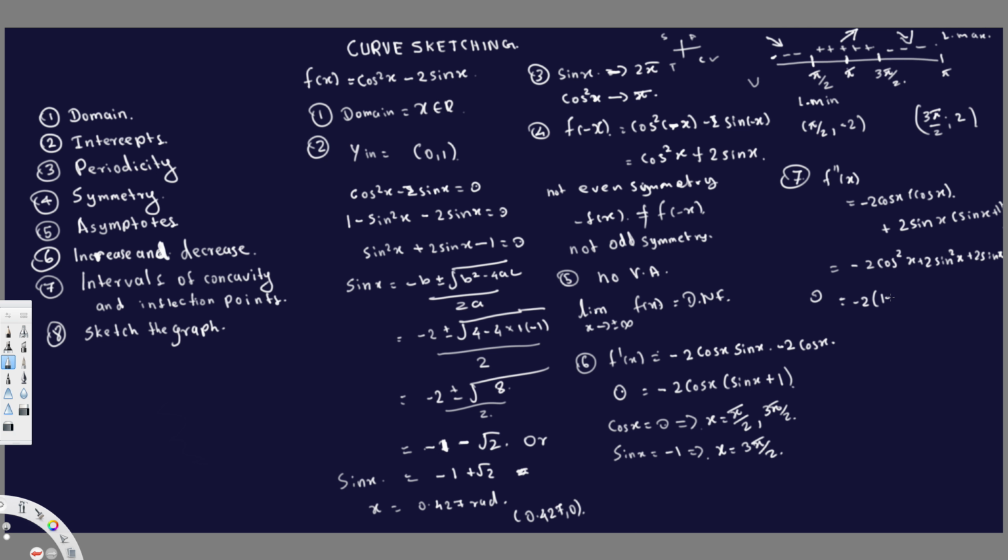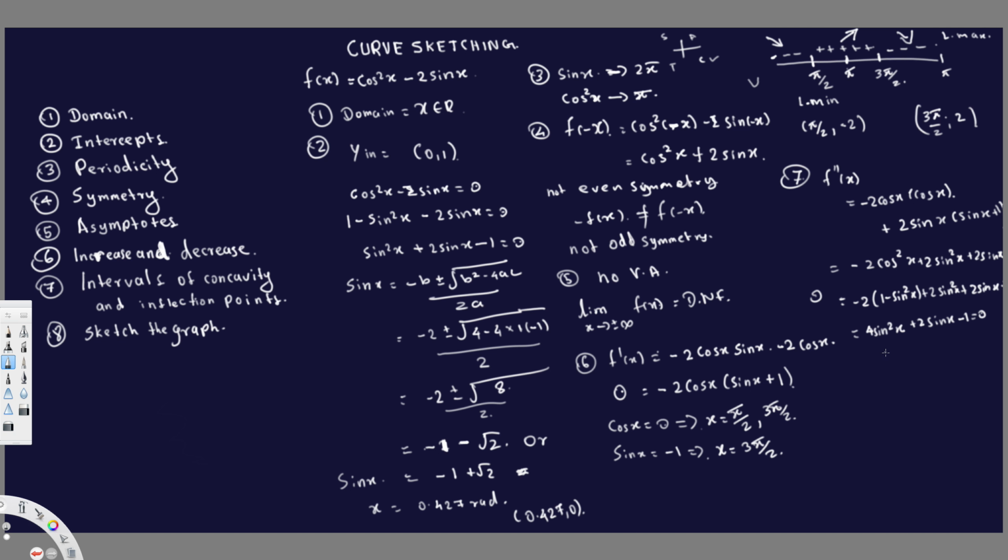Minus 2 times (1 minus sin square x) plus 2 sin square x plus 2 sin x. If I do this, it comes out to something like this. Then if I solve this, I can now multiply these things. So this comes out to be 4 sin square x plus 2 sin x minus 1 is equal to 0.